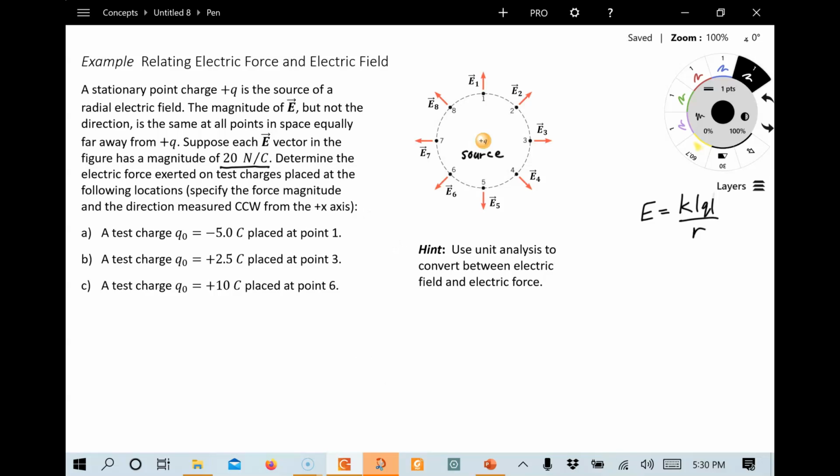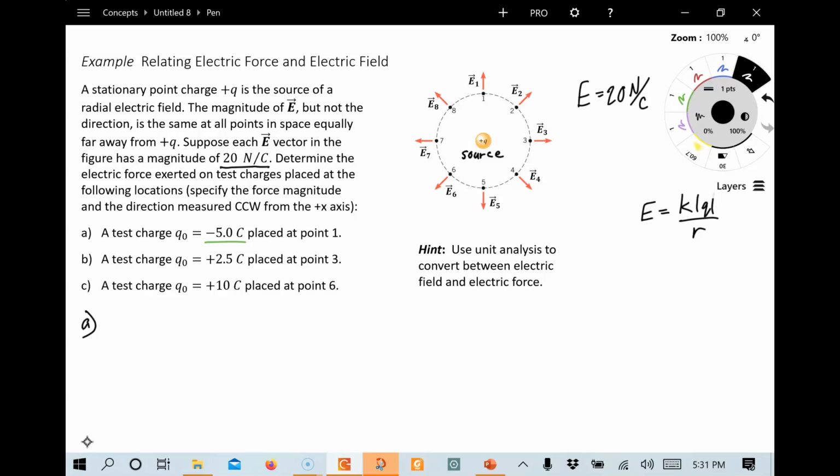Now, given that E everywhere is equal to 20 newtons per coulomb, we can use that to calculate what force is going to be exerted if we put other charges at those points in space. Let's look at part A here. Determine the electric force exerted on a charge Q0, in this case equal to minus 5 coulombs. What are we going to use to figure this out?